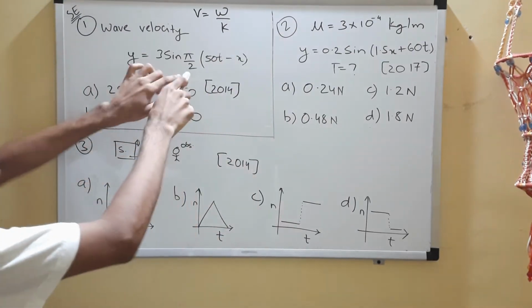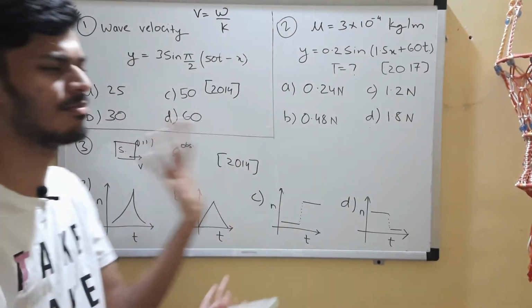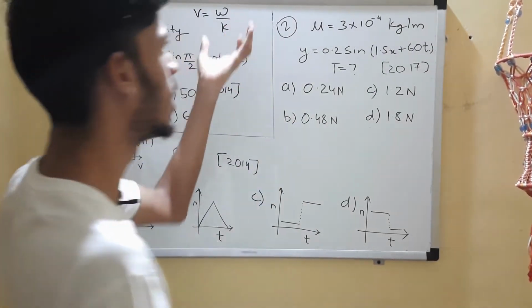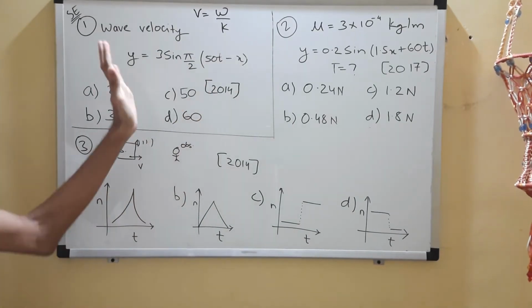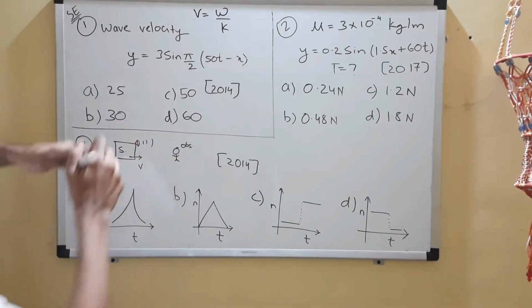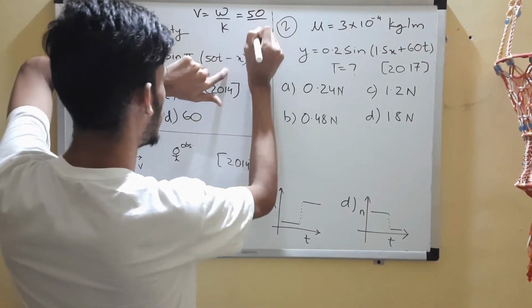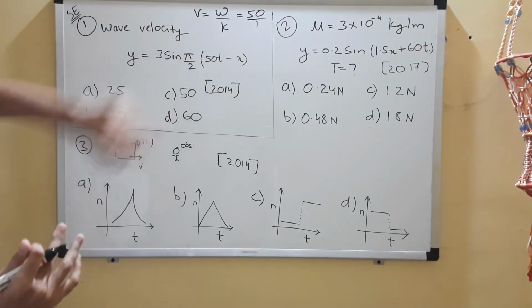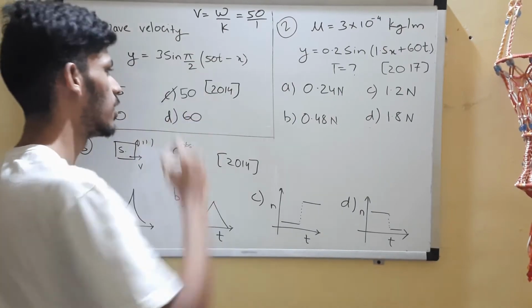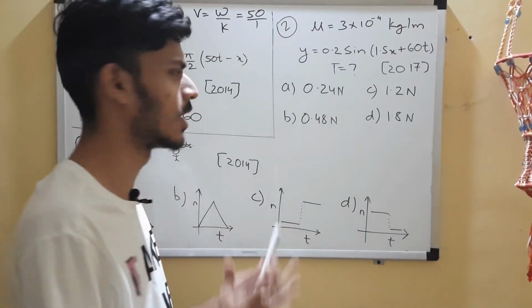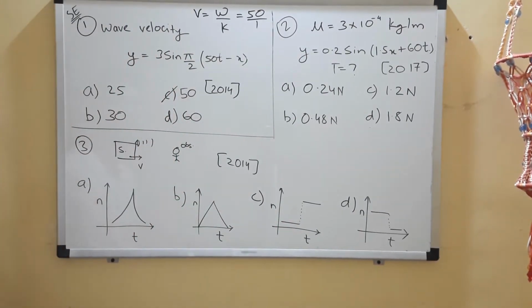Now I am not going to multiply this pi by 2 inside, because at the end of the day I know that I am going to take the ratio. Right, so anyways that will cancel out. Okay, so I'm just going to write coefficient of t, which is 50, divided by coefficient of x, which is 1. Okay, so the correct answer will be 50 in whatever units it was mentioned in the question. Okay, so 50 is the correct answer over here.